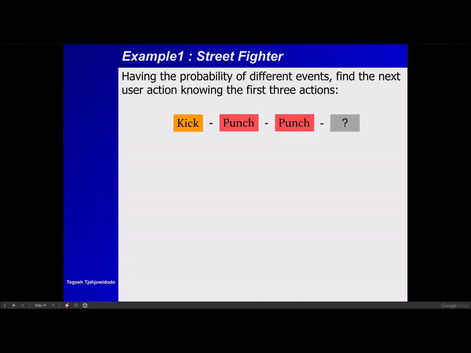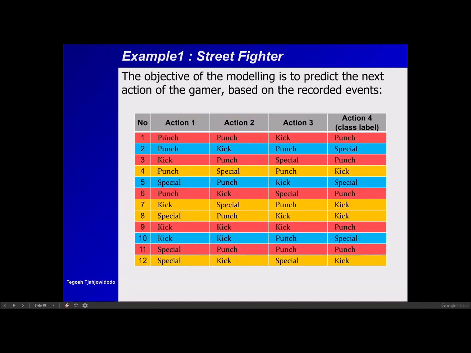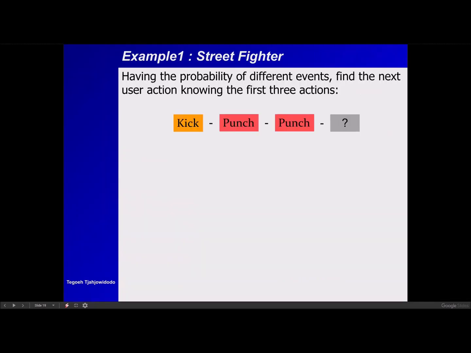If you look at the set of historical data that I collect, I don't have that kick, punch, punch. Action 1 kick, action 2 punch, action 3 punch. I don't have that in here. So by just looking at this historical data, it seems impossible to estimate what action 4 will be. But using this Bayesian technique, I will estimate the fourth action. So how do I do that?